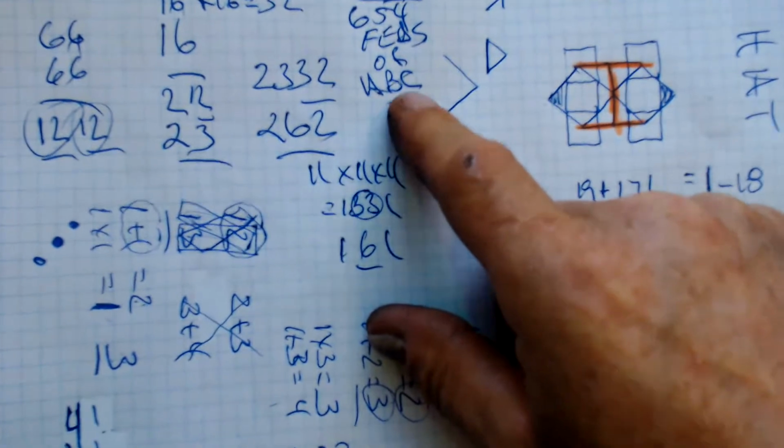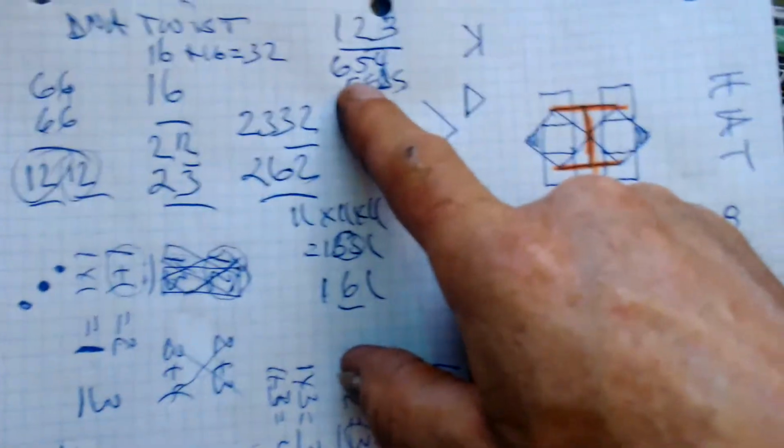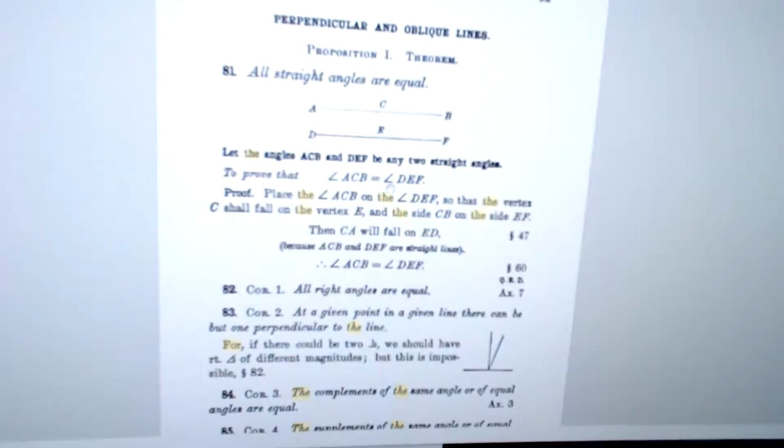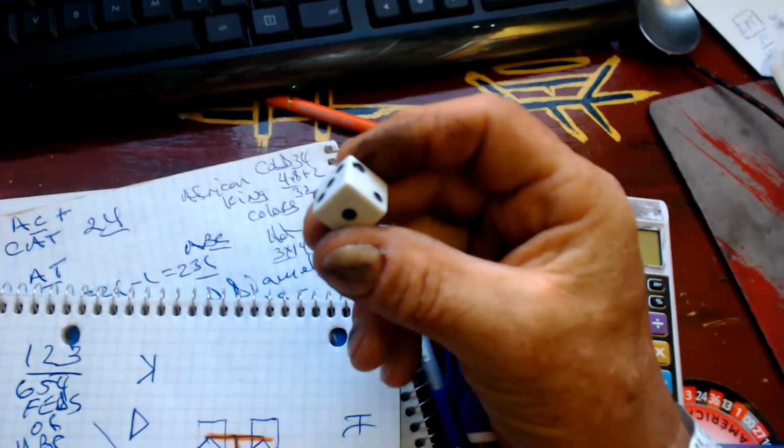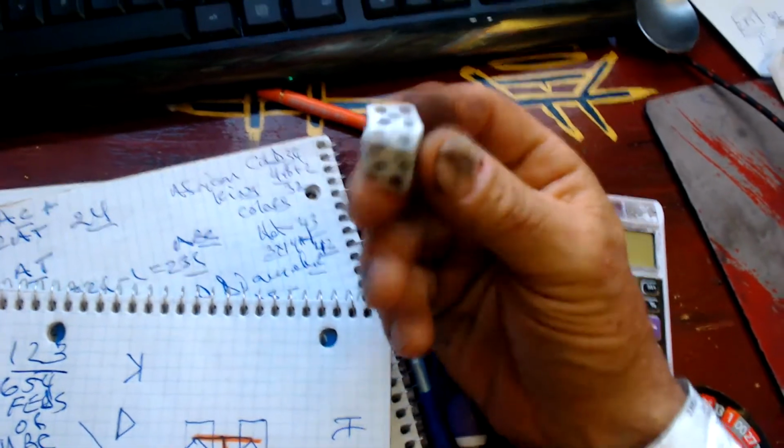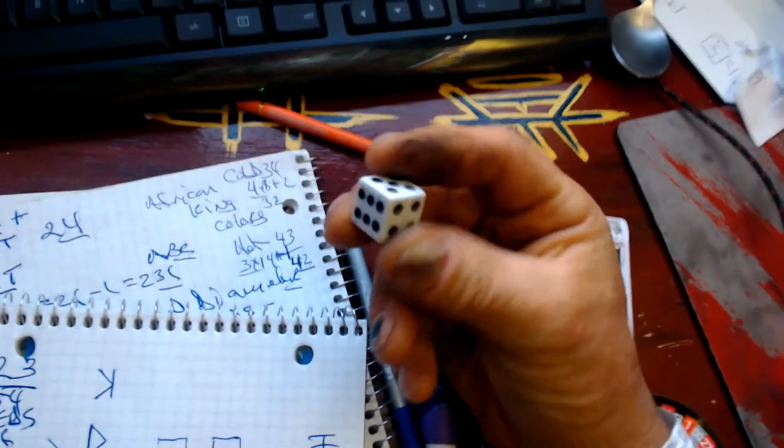A, B, C, D, E, F, 4, 5, 6. It's right over here. Perpendicular and oblique lines. Well, the whole thing is this dice cube. When I show you 1, 2, 3, the reverse of 1, 2, 3 is 4, 5, 6. So the story has been told, or they're just using this for fun. So this is my ABC trick.